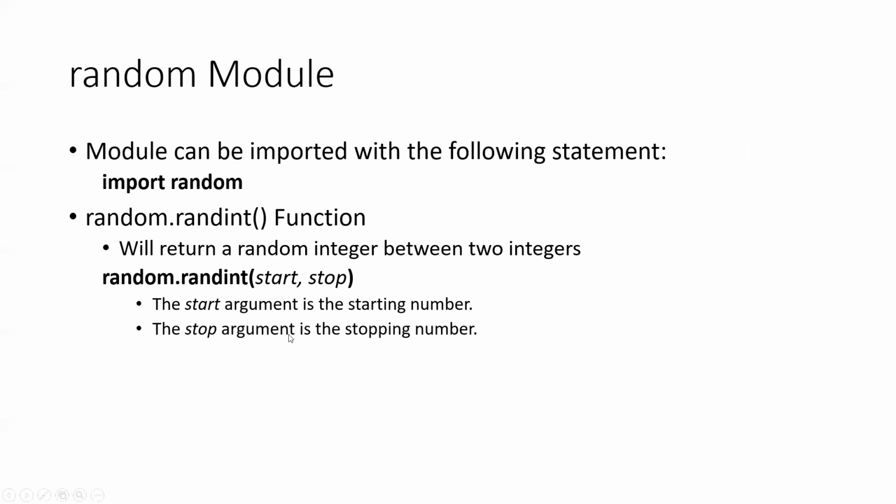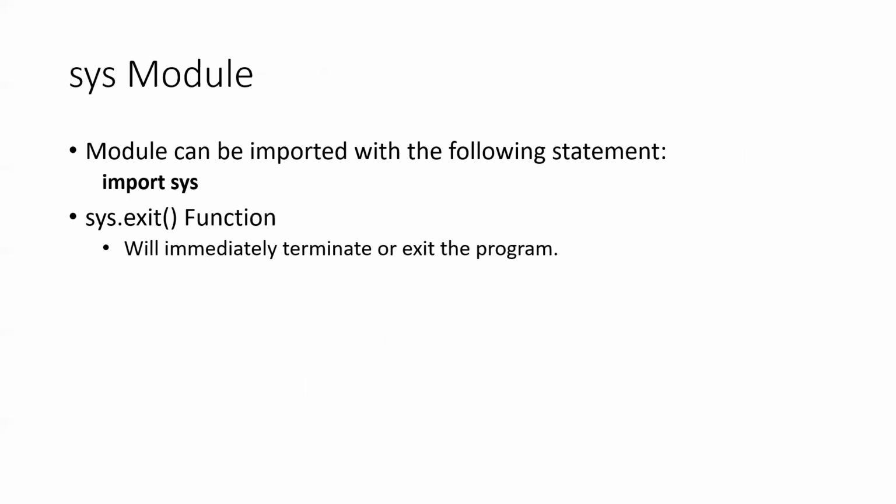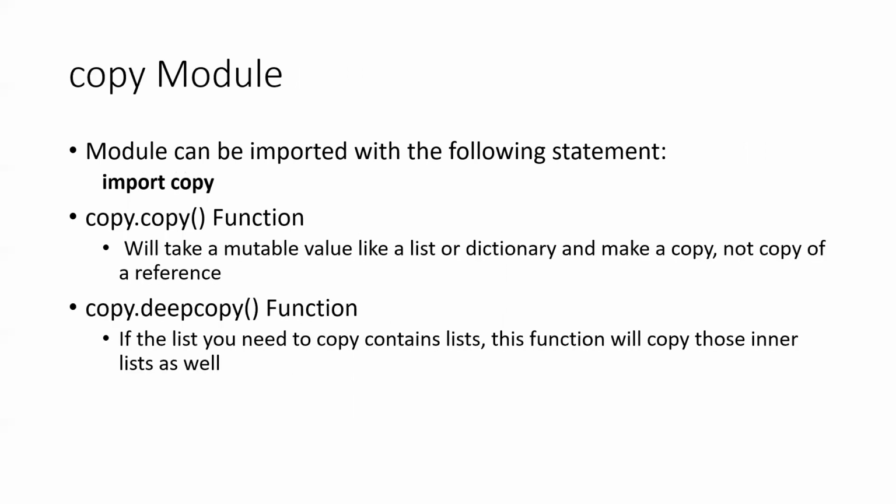We talked about the random module. You would import that in. We use the randint function in order to return a random integer. Note that on randint, you start at the first number and stop on the last number. It does include that last number, different from range and the other ones we used. Sys module, the main thing we talked about with it is using sys.exit. This will immediately terminate your program.